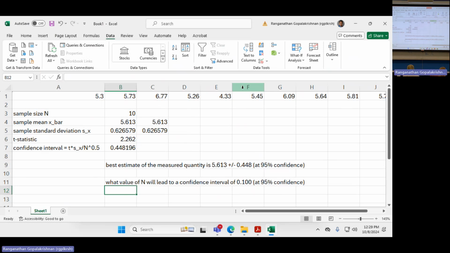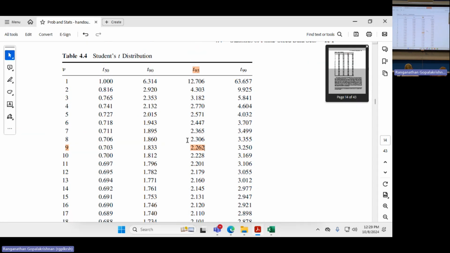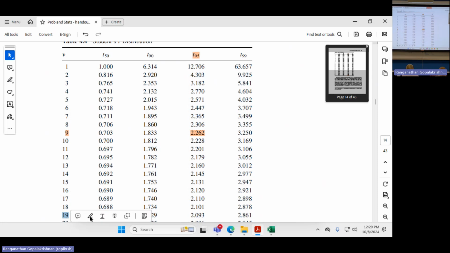If you want to reduce, should you increase the number of observations or decrease? Increase, right? Question is by how much? So you can do this with a little bit of trial and error. Suppose we did 20 observations. What is the t statistic for 20 observations? Can we go back to the lookup chart? If we did 20 observations, which is 19 degrees of freedom, the t statistic is 2.093. Okay. Everybody agrees it is 2.093.